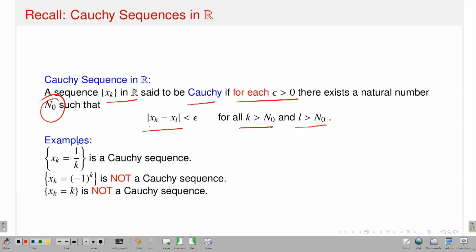So this is the first sequence, x_k equals 1 by k. This is a Cauchy sequence. In fact, later on I will prove that if a real sequence is convergent, then it is a Cauchy sequence. Now this sequence is a convergent sequence, converging to 0, and therefore it is a Cauchy sequence.